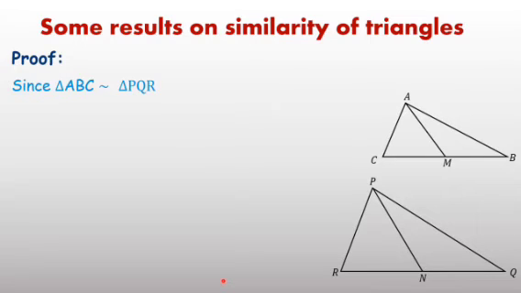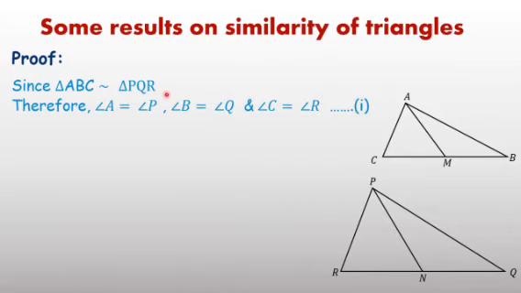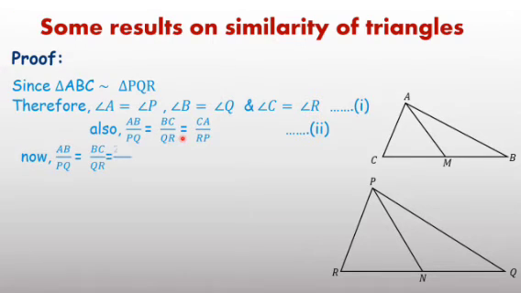Since ABC is similar to PQR, directly we can write corresponding angles are equal, means A equals P, B equals Q, and C equals R. And also the ratio of corresponding sides are equal. Equation second. First and second equations I have written from the definition of similar triangles. Now it is also equal to the ratio of medians, which we are going to prove from here.